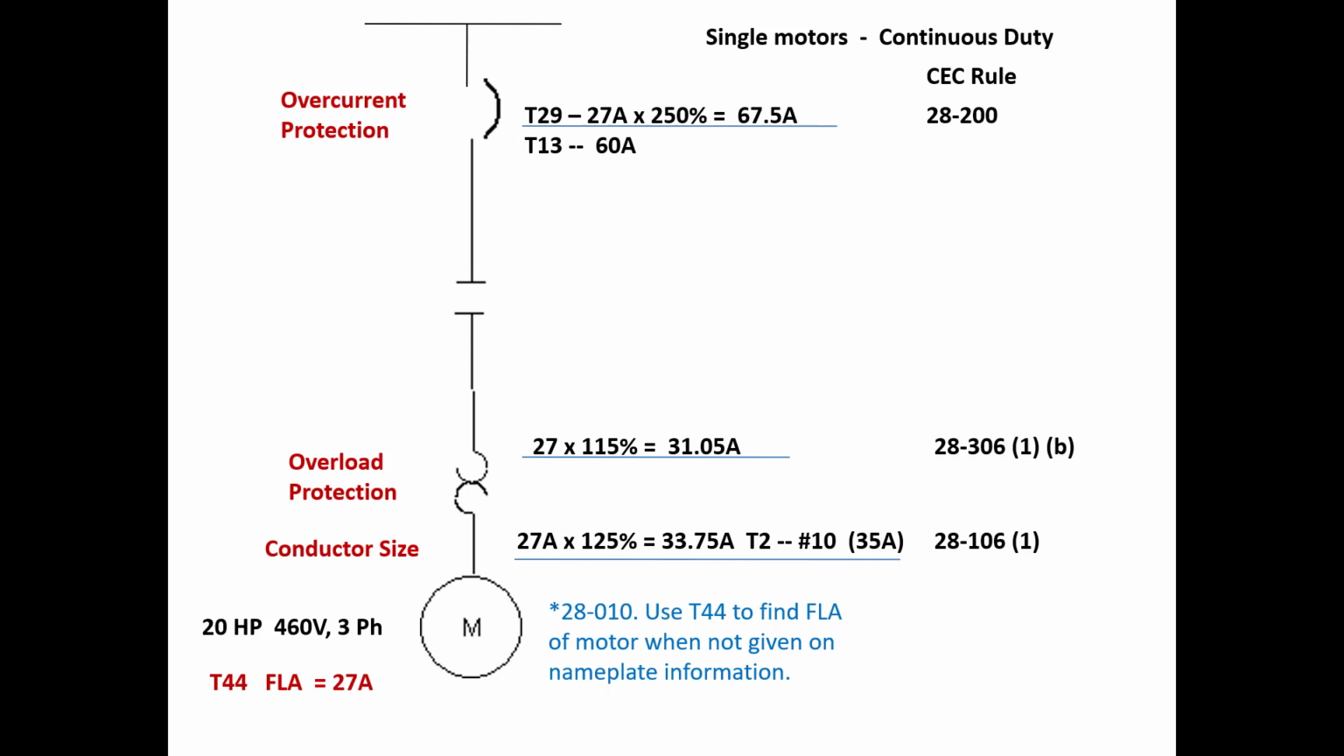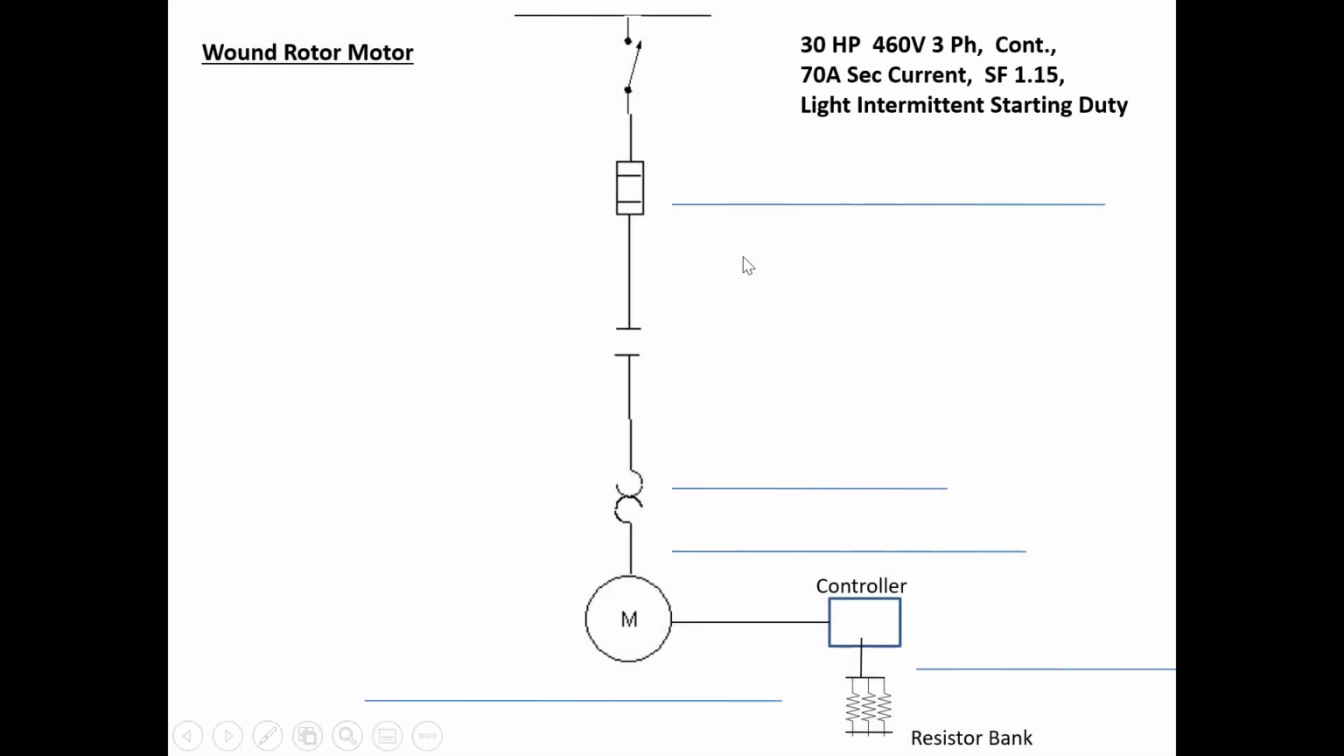So we take that 250 times our 27 amps, our FLA, and we get our 67.5, again a calculated value, so we go down to a 60 amp on table 13.